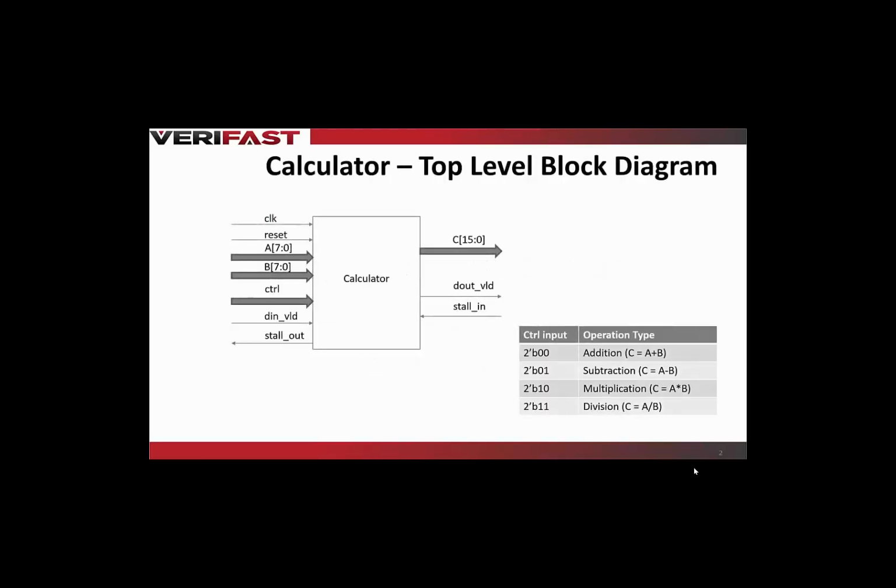Right. So the calculator DUT has a standard clock and reset input. It has two 8-bit inputs, A and B. It has a control input which defines the operation type as defined in the table. It supports addition, subtraction, multiplication and division. It also has a 16-bit output called C. On the data inside, it has a data valid and stall output, and on the data outside it has a data out valid and stall input to support the data valid stall protocol.